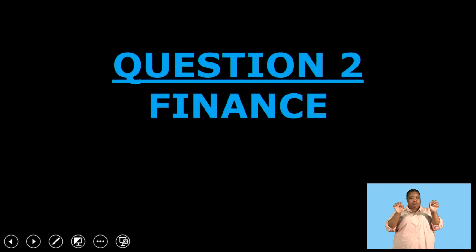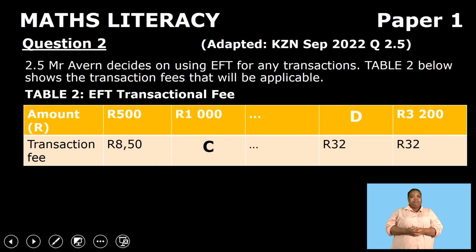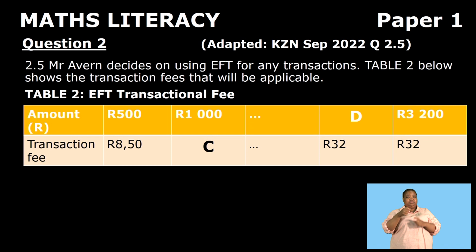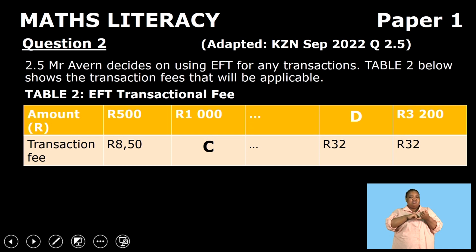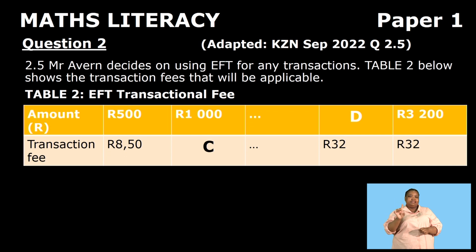Now let us continue by looking at question 2 examples, of which the topic we are looking at will be finance. Now question 2 example, it was adapted from KwaZulu-Natal September 2022, and we are looking at question 2.5. It says here, Mr. Avon decides on using EFT for any transaction. Table 2 below shows the transaction fees that will be applicable.